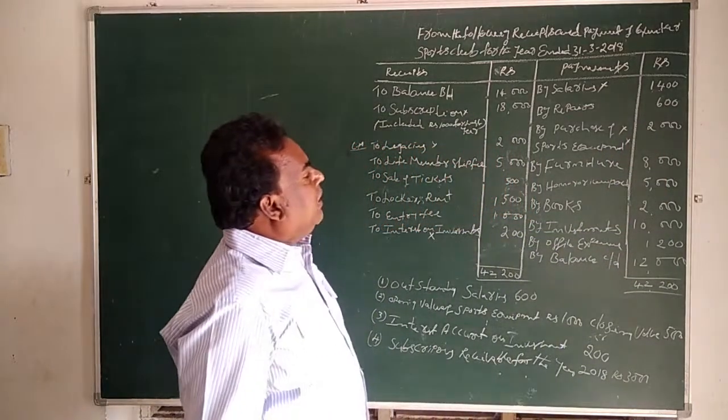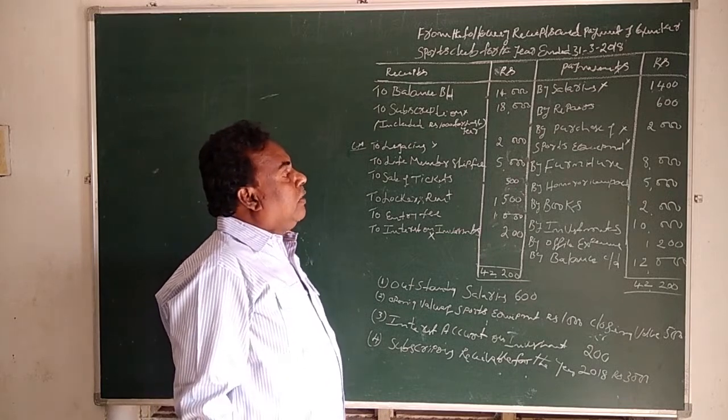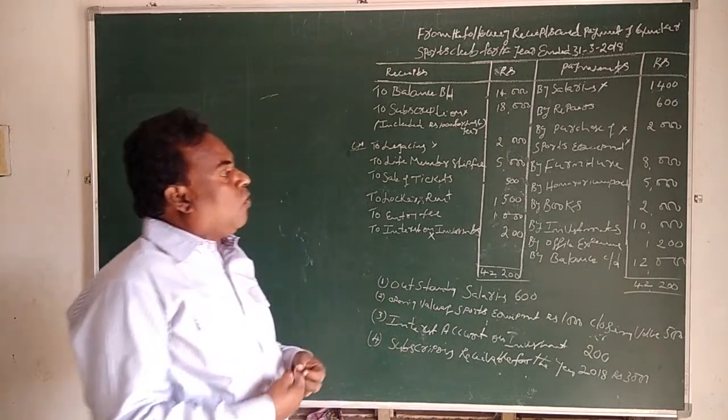It is not recorded in income and expenditure account. Why? Is there any depreciation on sports equipment? That must be recorded on the debit side of income and expenditure account.